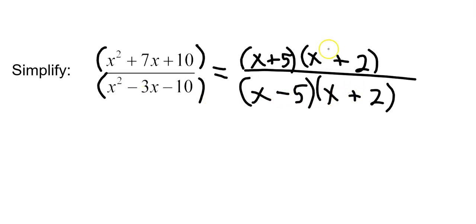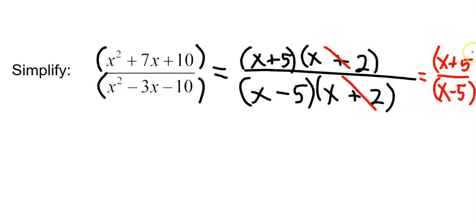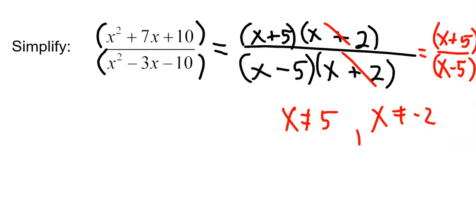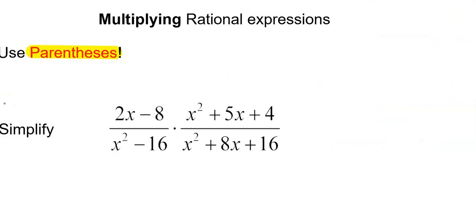So we have some canceling that can be done here. And so we get x plus 5 over x minus 5, and that doesn't cancel. So that's simplest form, but the restrictions would be, again, before canceling, x cannot be 5 and x cannot be negative 2. And I think y'all are getting that.